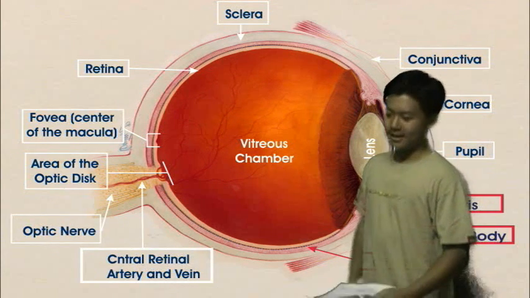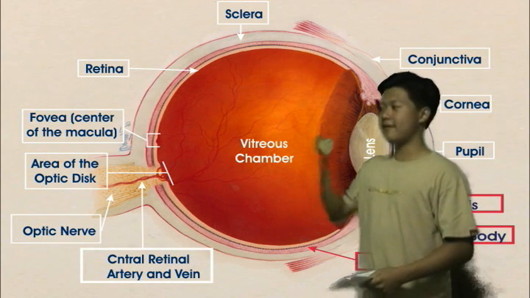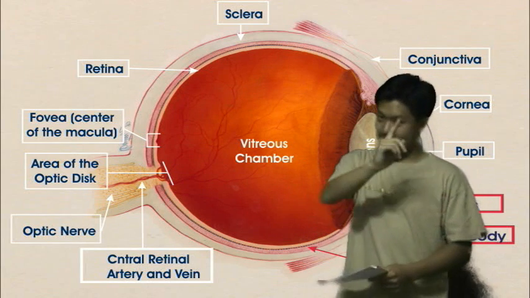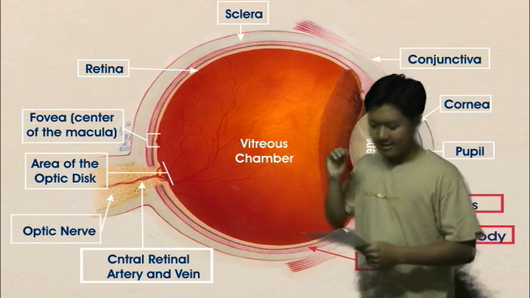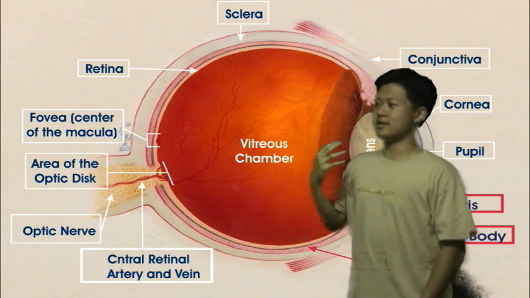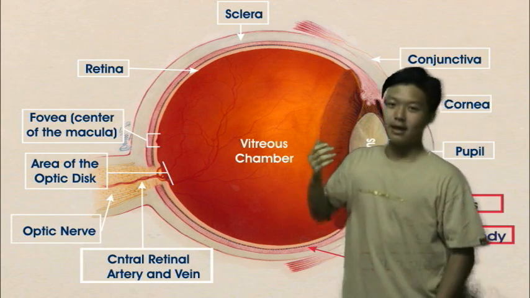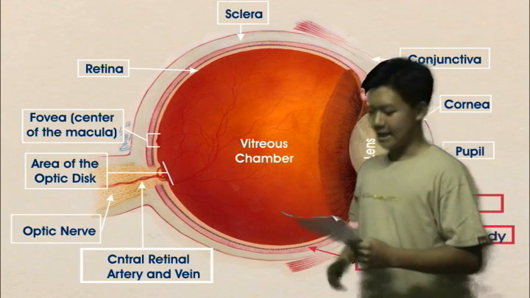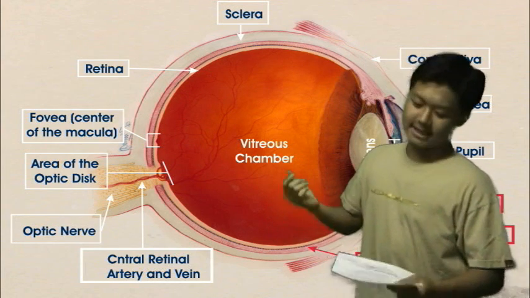So the cornea is a part of the sclera at the front of the eye, and that's what lets the light in. So the light goes in and then past the iris, which is the part of the eye that gives you color. For example, my irises are dark brown. And then it goes into the pupil, which is a hole in the center of the iris.